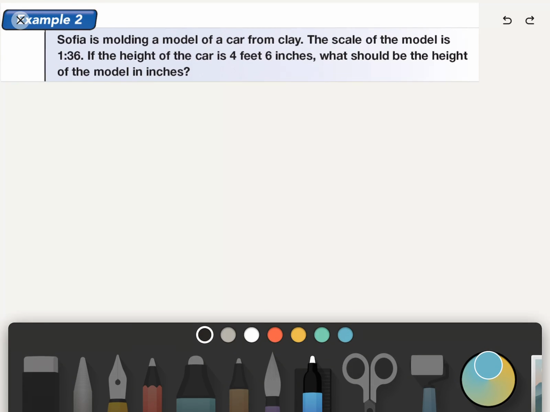Okay, example 2. Sophia is making a model of a car from clay.